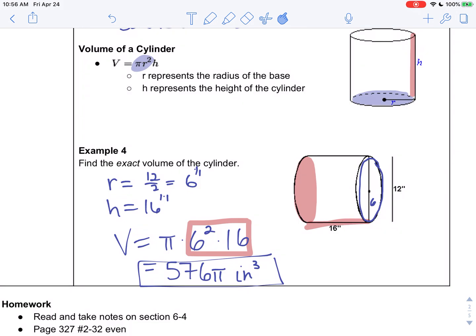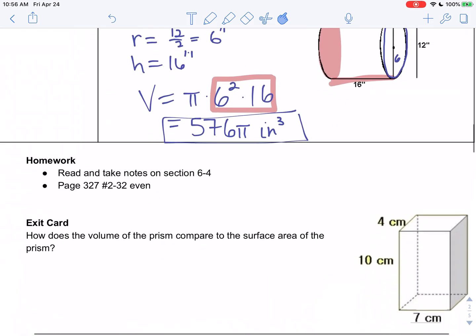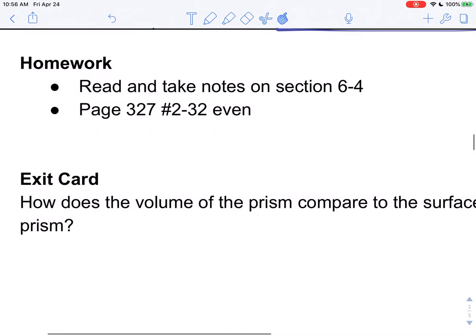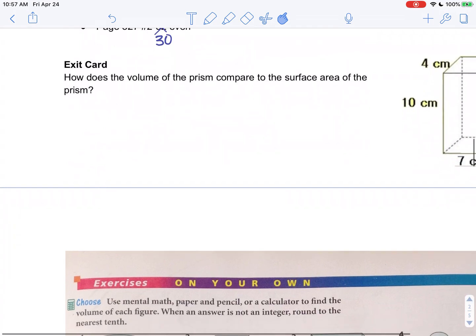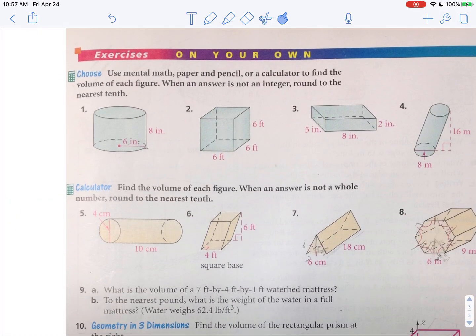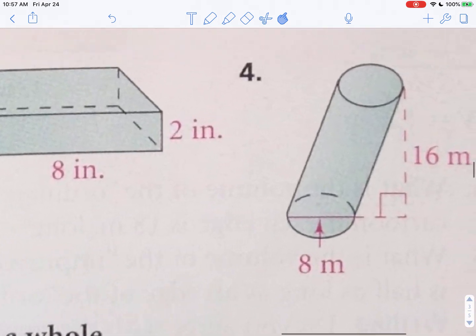The homework for today is you're going to take a look at your textbook and read through the section, and starting on page 327, you're going to do 2 through only 30 because there isn't a problem number 32 even. All right, to get you started here, I want to point out question number 4. Sometimes I get questions about that one.